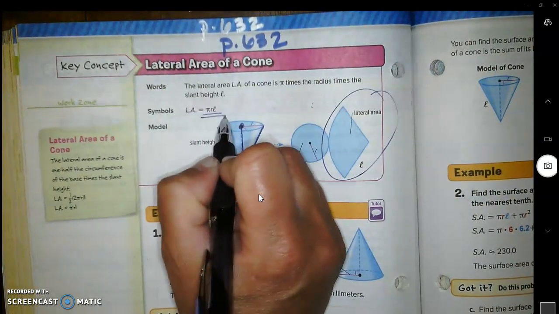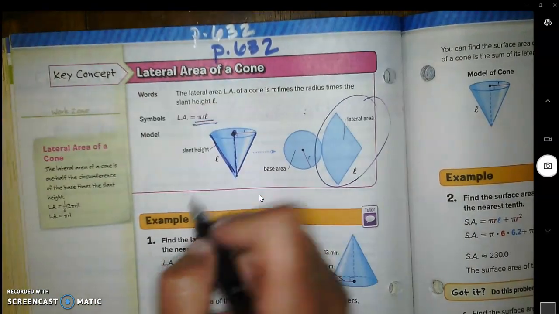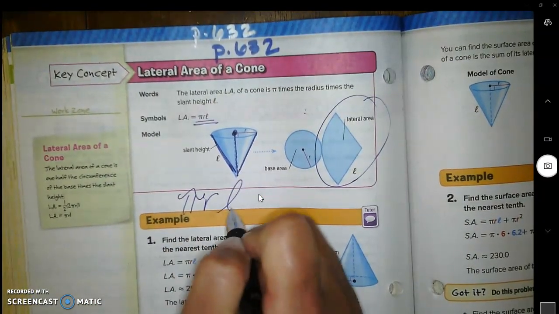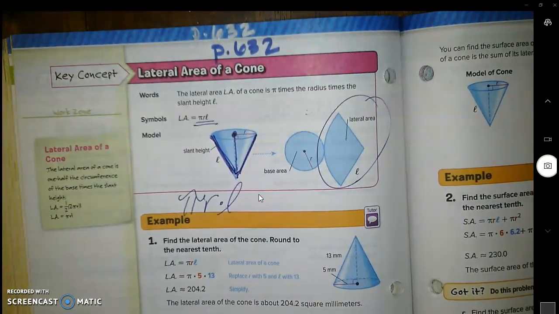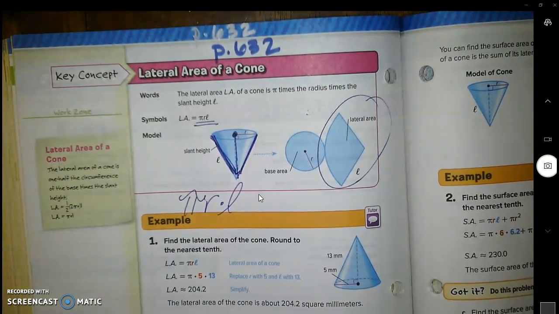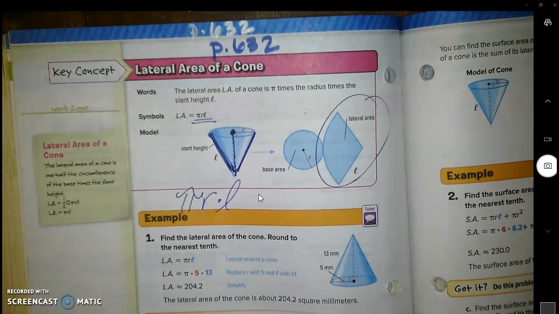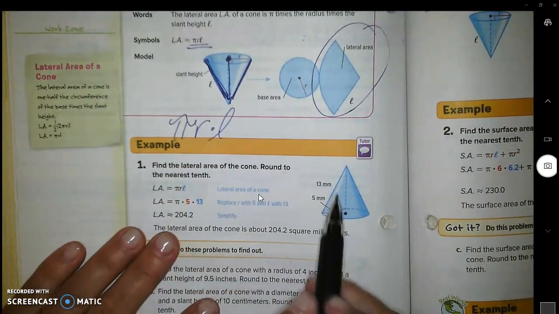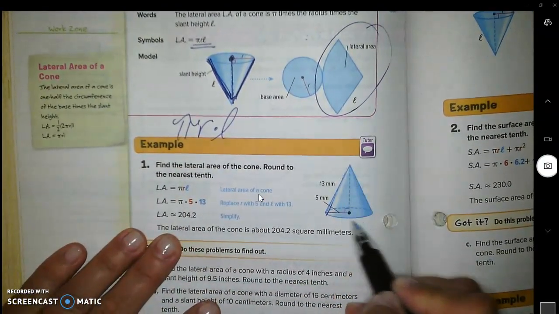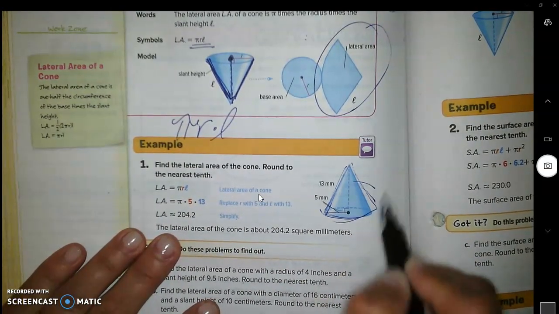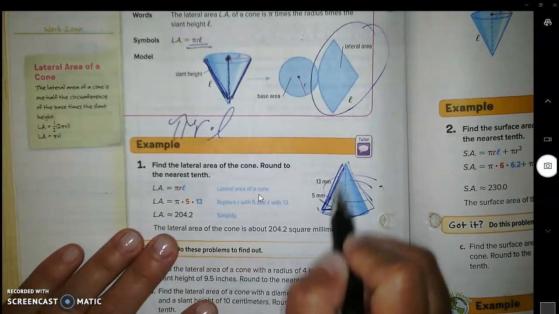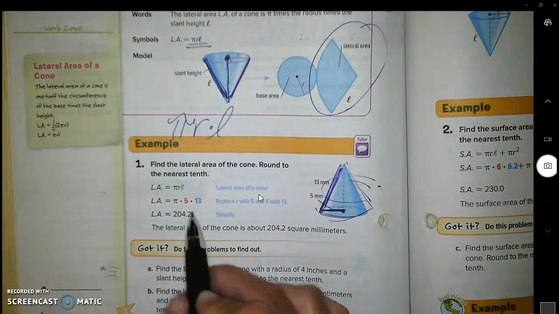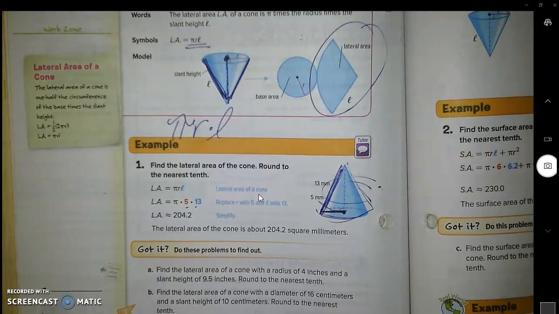In the lateral area, the formula is pi r L, where L, remember, is this slant height. Okay, so what angle or length is that angled piece on? So if you take a look at example number 1, to find the lateral area, so again, just the area of the cone around, you're going to do pi times r, which is 5, times 13, which is why they have that here.